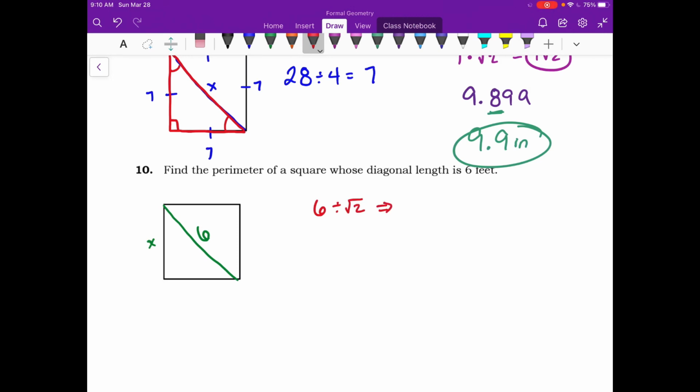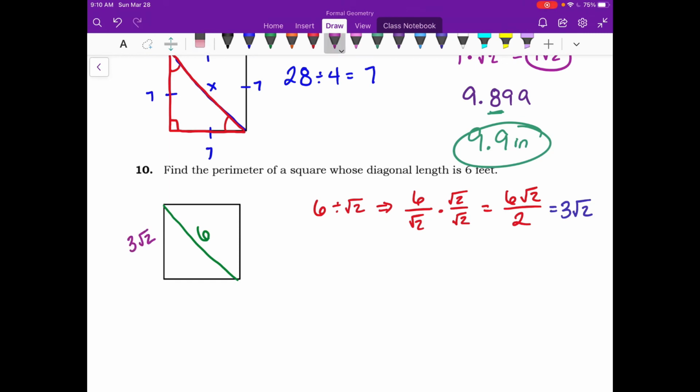Again, I'm going to write this as a fraction, so 6 over square root of 2. Rationalize it by multiplying top and bottom by the square root of 2. And you get 6 root 2 over 2. Last step is to reduce: 6 root 2 divided by 2 is 3 root 2. So that is the length of one of my sides on my square, 3 root 2.